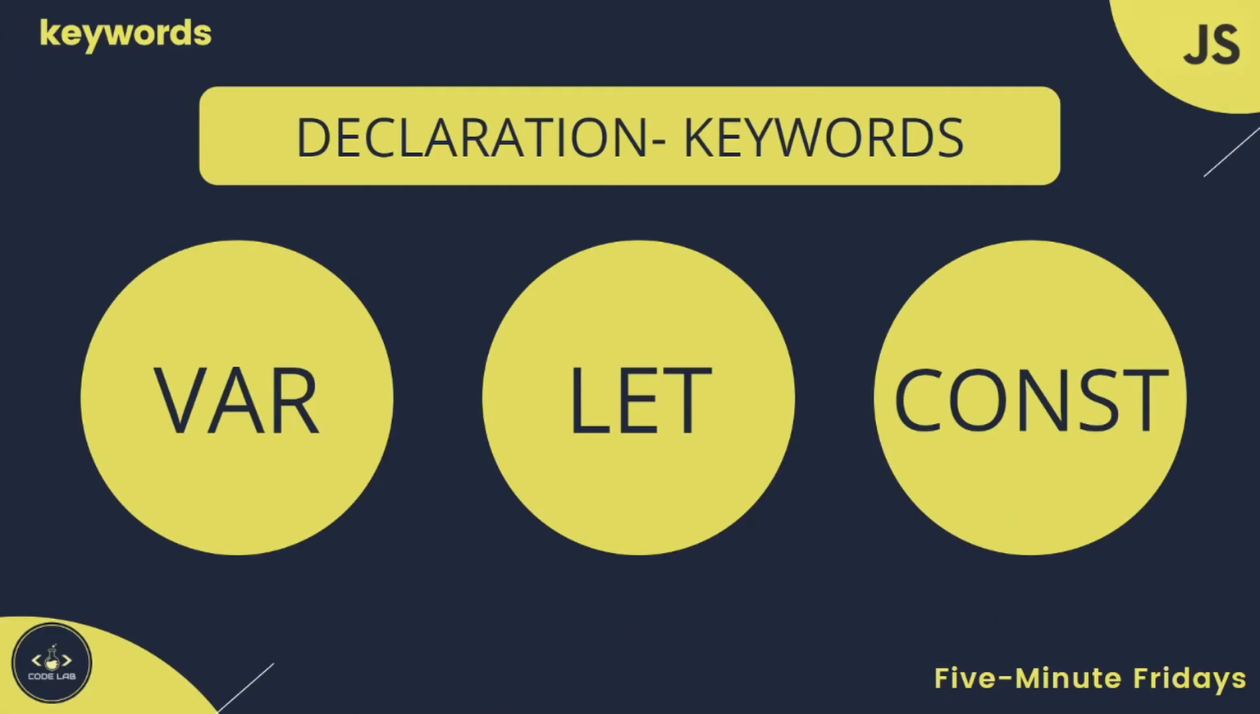So to declare a variable, we need a keyword. Now there are 3 ways we can declare a variable, or 3 keywords. You've got var, let and const.